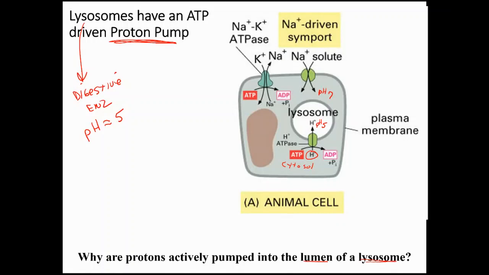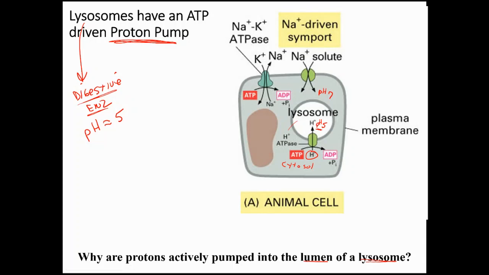So just here they're showing you what? They're showing you an ATP-driven proton pump that's found in the membrane of the lysosome, which pumps hydrogen protons into the lumen of the lysosome. It brings down the pH so that the digestive enzymes work at their maximum efficiency.